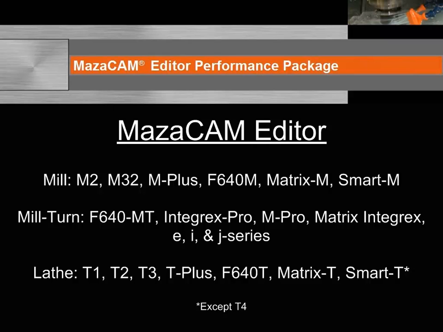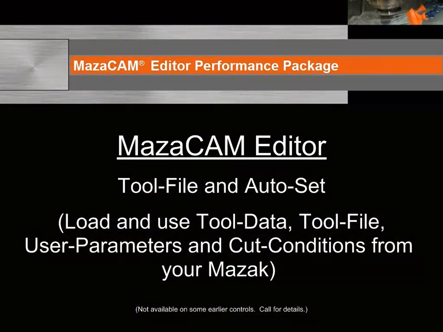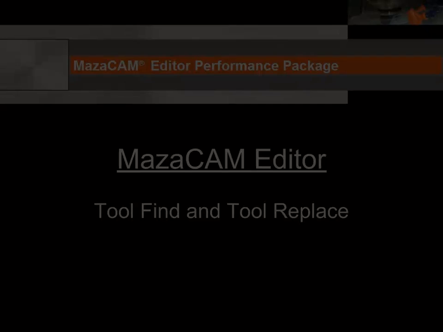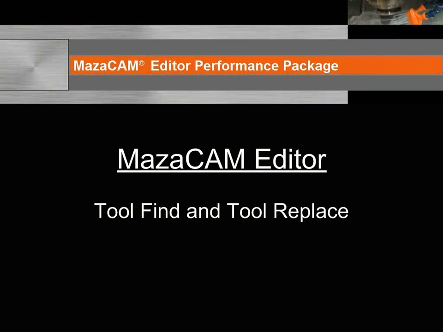The MazaCAM Editor supports controls from the very first T1 to the latest Matrix and Smart Control, with the exception of T4. You can select tools from your tool list and program your parts using AutoSet based on cut conditions, tool file, tool data, and user parameters downloaded from your Mazak. You can search your program for a specific tool, as well as replace all instances of the same tool throughout the entire program with another tool, automatically with Tool Replace.